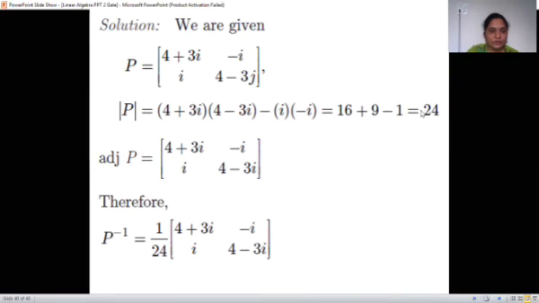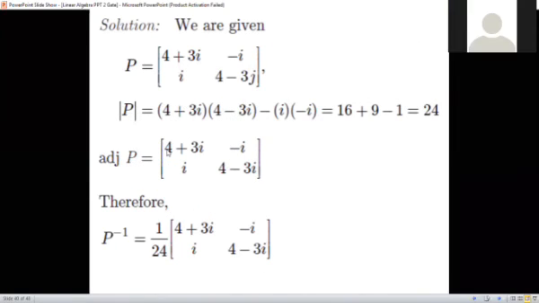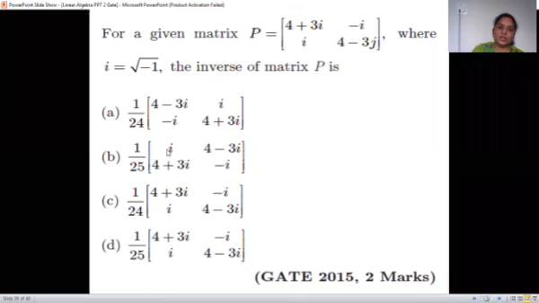Determinant of P is 24. We have found that 4 plus 3i, 4 minus 3i, into minus i, minus i, these two terms, we know i square is minus 1. So solving this, we get 24. Then adjoint is, so the correct answer is here, 4 plus 3i, 4 plus 3i. Is it correct? No, this is not correct. There should be some mistake. What answer did you get? Option B. Okay, then that will be correct. I think that will be correct.